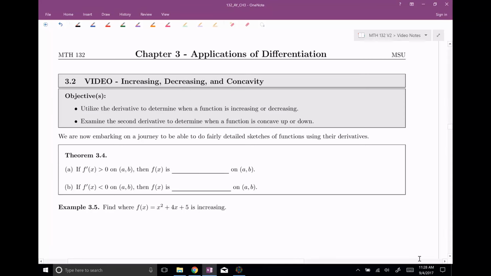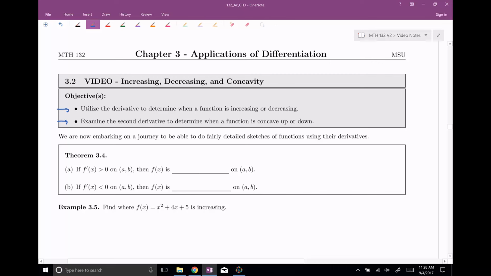In this video we're going to be talking about increasing, decreasing, and this thing called concavity. So the claim is we'll be able to utilize the derivative to determine when a function is increasing or decreasing. And then we're going to examine the second derivative. We brought this up once before. We know it's a fun thing to calculate, but what does it actually give us? In terms of a graph of a function, this will determine the concavity, so concave up or concave down.